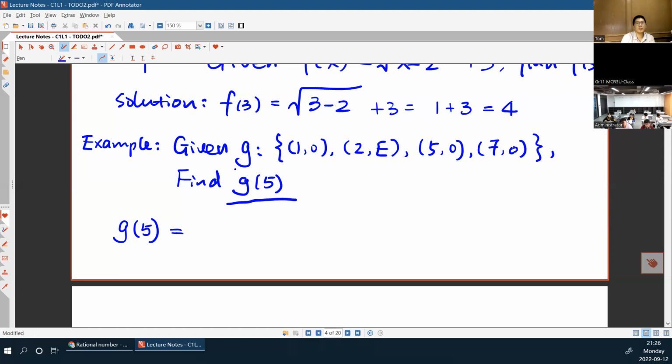Okay, so G is a function, right? According to the 5 different types of function notation, this function is expressed using a set of ordered pairs, so each element in the first position is mapped to another element in the second position. Now I want to find the image of element 5. So where should I look in this function? Where to find the image of 5? Can you tell me that?